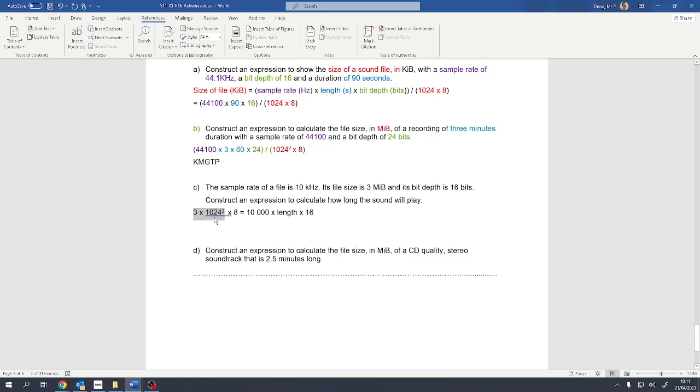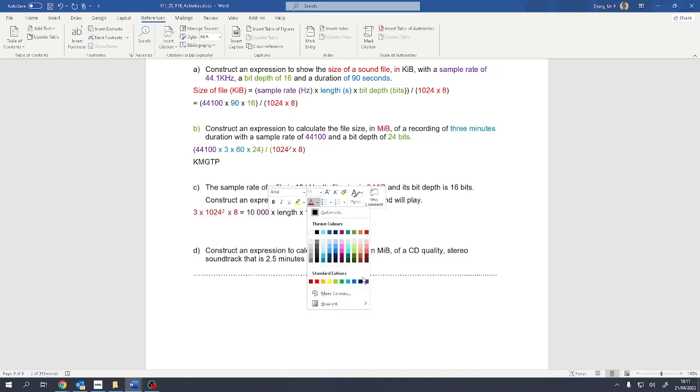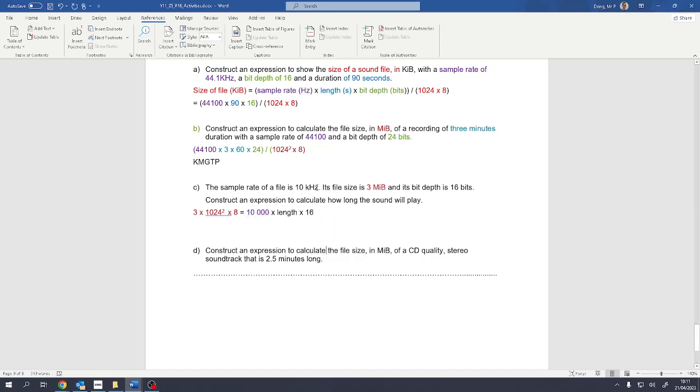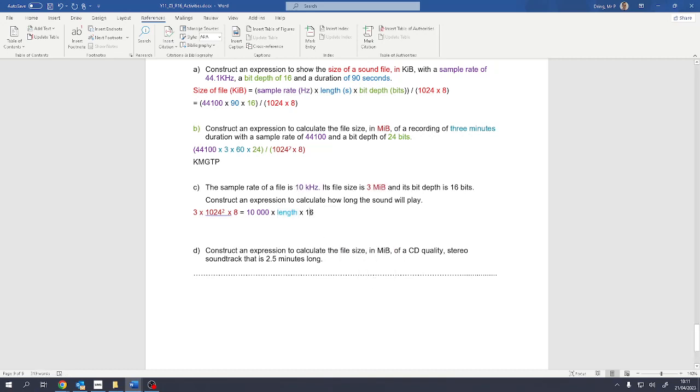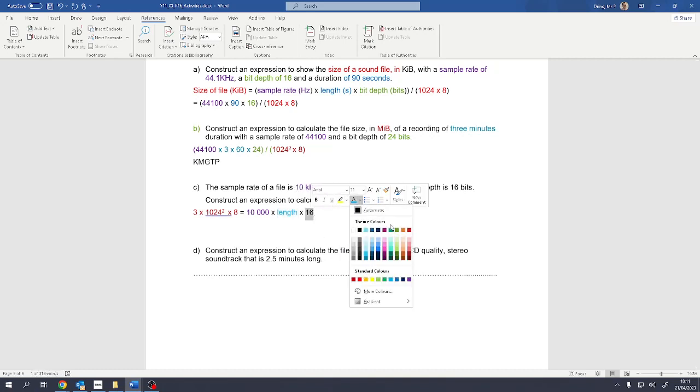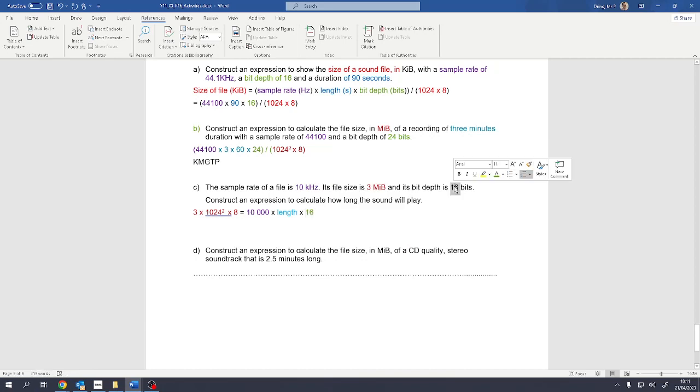Let's color code it. We've got red for size of file. That's 3 megabytes. I'm representing that in bits. Then we've got 10 kilohertz sample rate. I'm going to keep the same colors we've used for all of the questions. There it is. That means 10,000 samples per second. The length, we don't know yet. I'm going to put that in that cyan-blue. And then let's go green here for this one. 16 bits per sample.